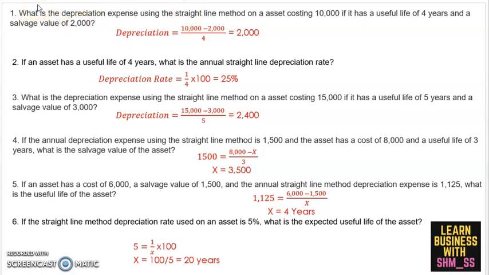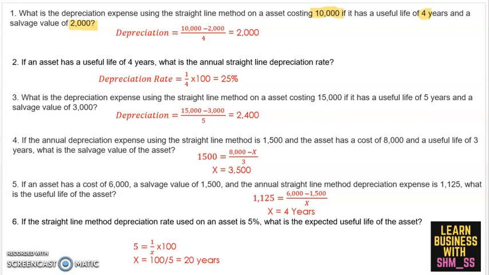For the first question: what is the depreciation expense using the straight line method on an asset costing 10,000 if it has a useful life of 4 years and a salvage value of 2,000? So we have to use the same depreciation formula that we learned in our previous slide. Cost minus the residual value or salvage value divided by useful life. So cost is 10,000 here and salvage value is 2,000 here, and useful life is 4 years, so we get 2,000 as depreciation expense.